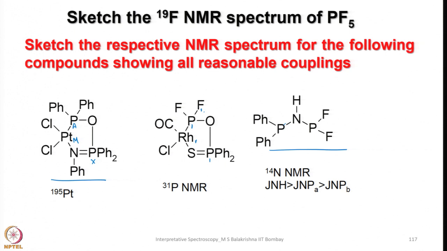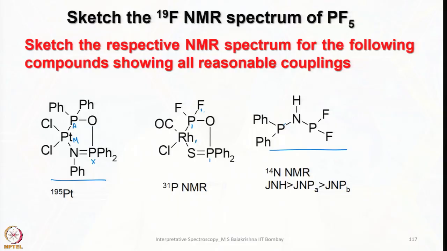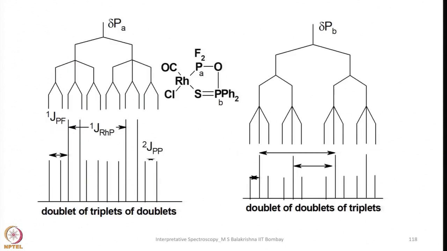So we have two phosphorus atoms, and fluorine can couple with both of them, and rhodium can also couple with both phosphorus atoms. The rhodium-phosphorus coupling constant is in the order of 180, and it can go up to 300 or 350 hertz. Now let me go to the spectrum of the rhodium complex. I have labeled the phosphorus atoms as PA and PB, and of course I can also label them as A and X. This is a typical AMX spin system, but we are looking at the A and X signals because rhodium is a heteronucleus here.